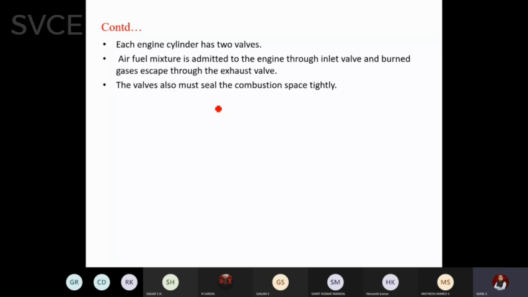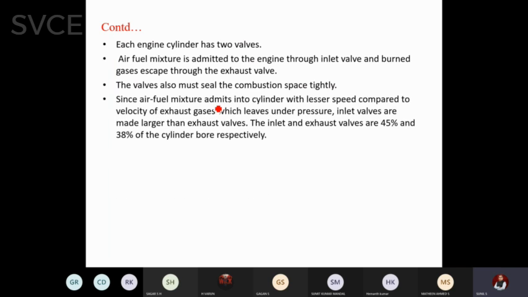Okay, so the valves also must seal the combustion space tightly. This is one of the important criteria. There should be no leakage of gases. Just imagine if it is a diesel engine, the compression ratio will be in the order of 1:18 to 1:22. Very high pressure will be built in the cylinder. Even at that high pressure, these valves should not get open and they should not allow the gases to move out, or allow the outside gases to move in. They have to seal the combustion space properly.